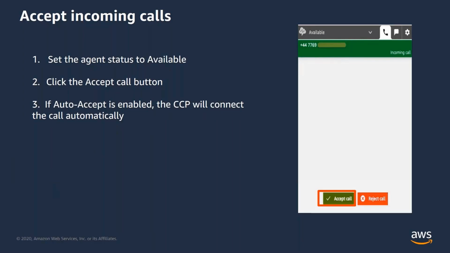Accepting incoming calls. To accept incoming calls in the CCP, make sure your status is set to available. When a call is routed to you, you will receive a notification to accept or reject the call. Click the Accept Call button and start talking to your customers. If auto accept was enabled for your configuration, your call will be auto answered by the CCP, and you can promptly start talking to your customers. In addition to this, based on your contact center configurations, you may hear the name of the queue the call came in from before you connect it to the customer.